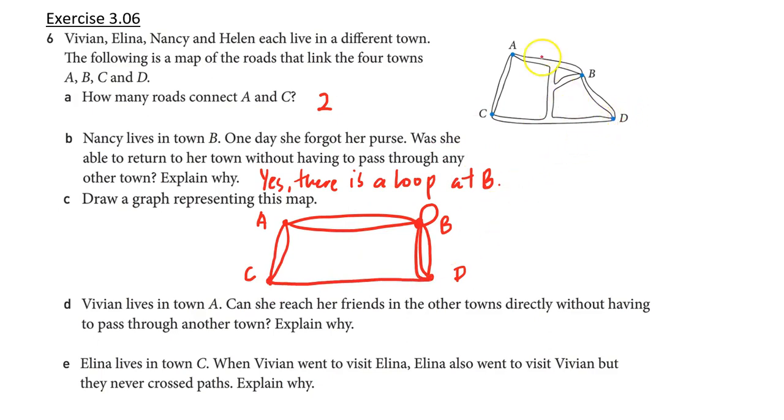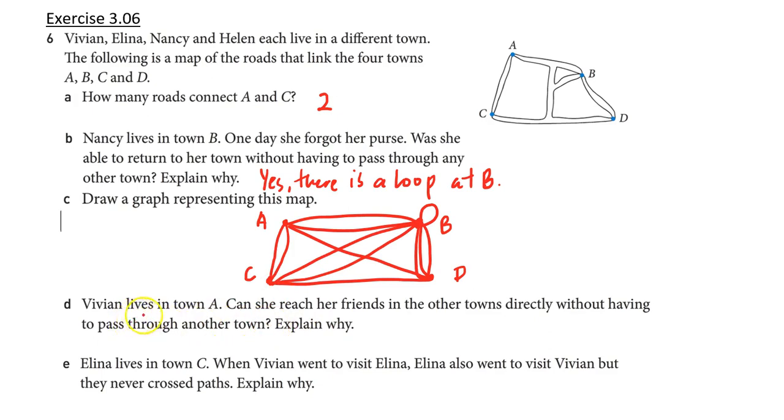Then we look at A and D. A and D again, it is linked by a road. Then we look at B and C. B and C is actually linked by 2 roads, so you have 2 edges.